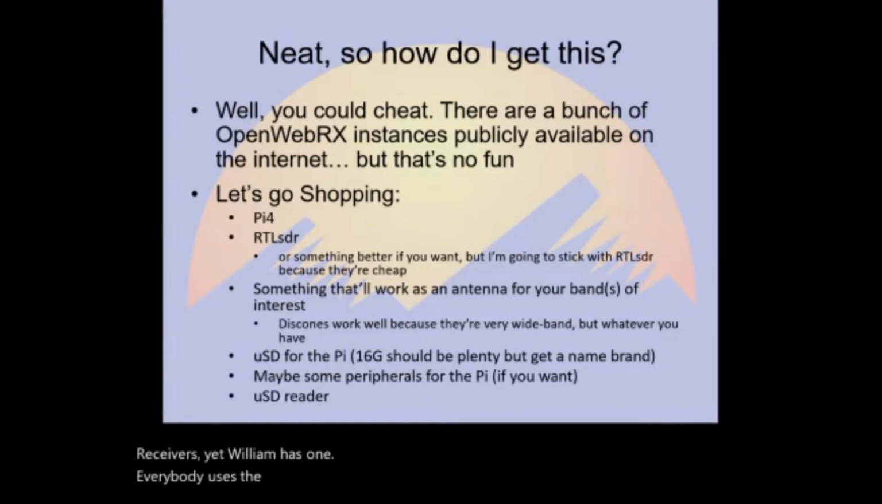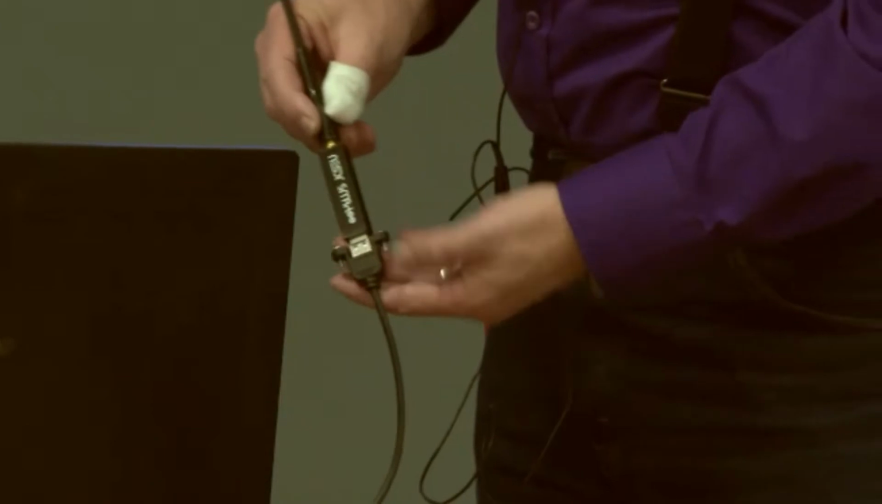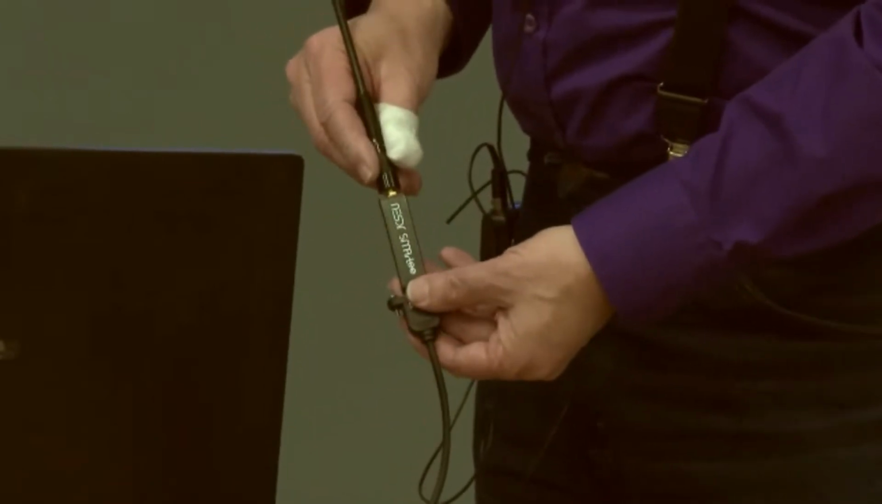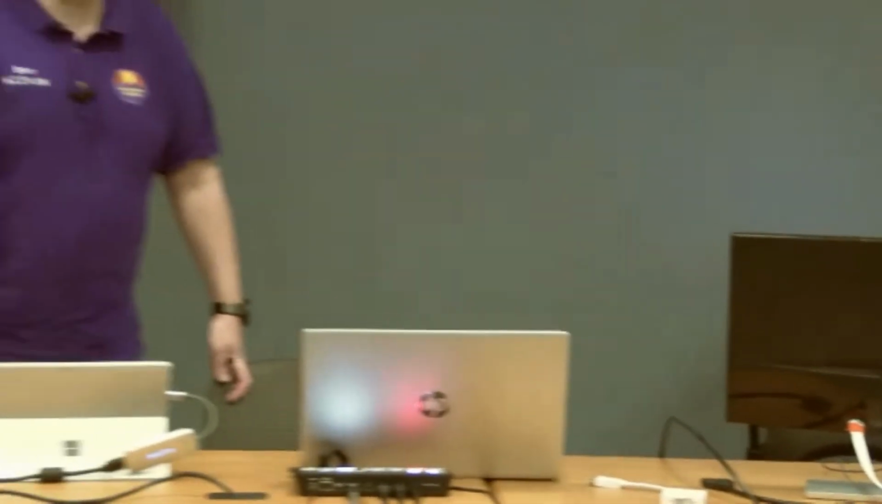They work pretty well. You may want a little USB extension cable because by the time you stuff that in your Pi and anything else, you're going to physically block the rest of the USB ports. Some sort of antenna. Discones work really well because they're very wide band, but it doesn't really matter. Pick something that will receive what you want to receive.